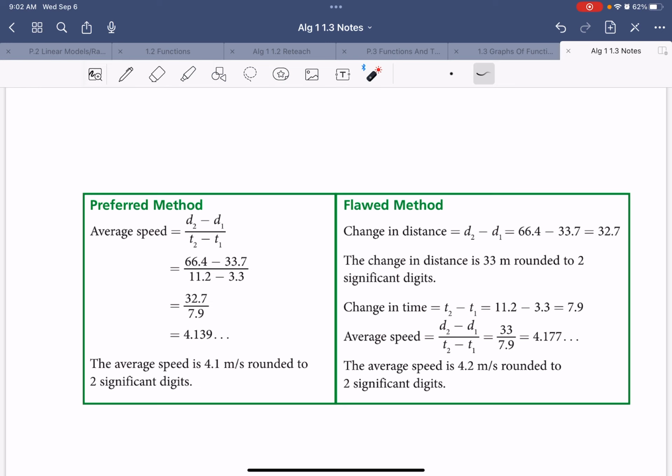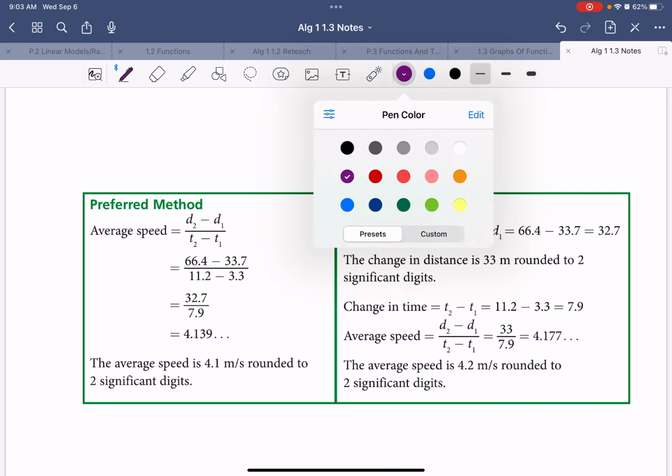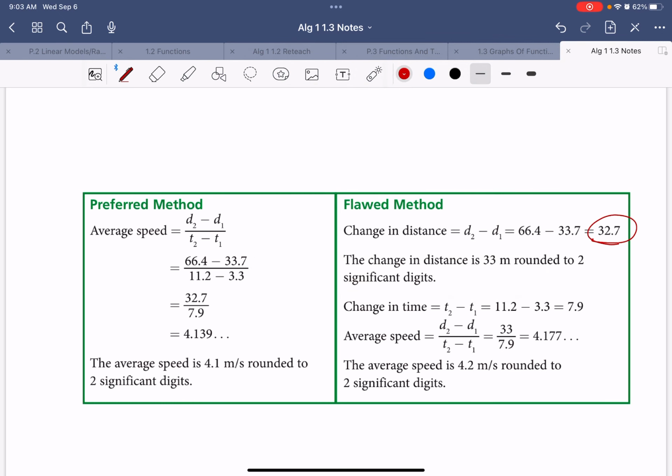Okay. Here is another method. They did it as basically 3 separate problems. They did the change in the distance, 66.4 minus 33.7, and then rounded it to 2 significant digits, 33. Then they did the change in time, rounded to 2 significant digits, 7.9. And then they divided the 33 and the 7.9, got 4.117, and rounded to 2 significant digits again. I want you to notice that they rounded here, and then rounded again, and then they had to round again.